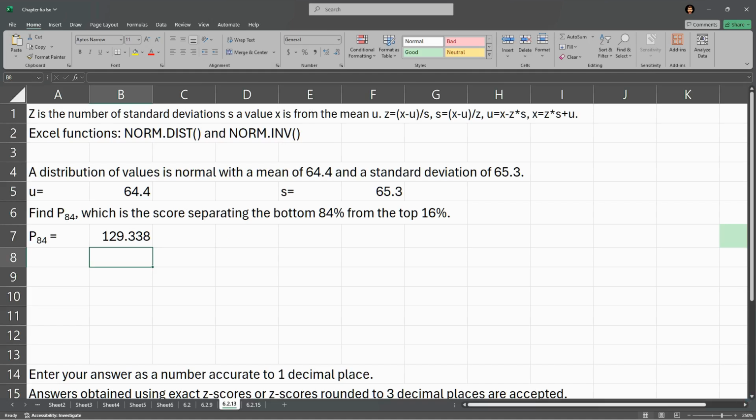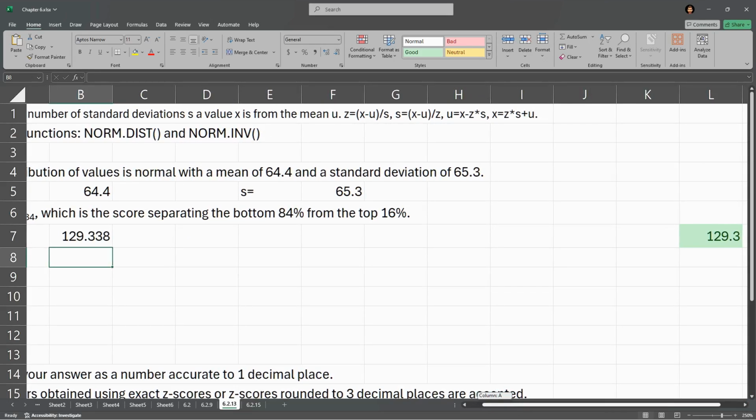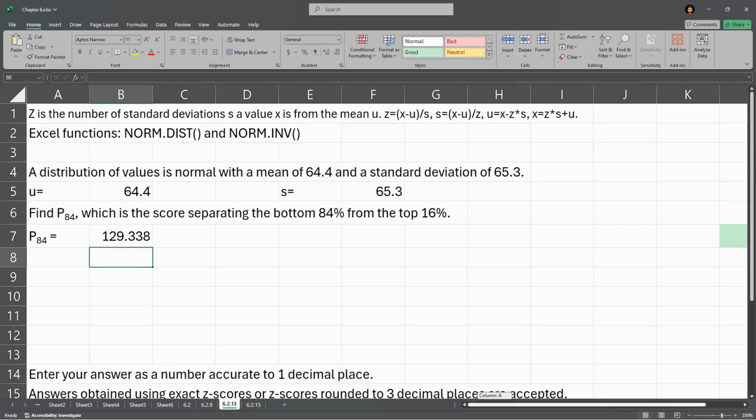Now I have the correct answer over here in the green. This just has some rounding on it. And I believe on this question you can leave the exact value or you can round to one decimal place. It's up to you. But that's how you do this computation.